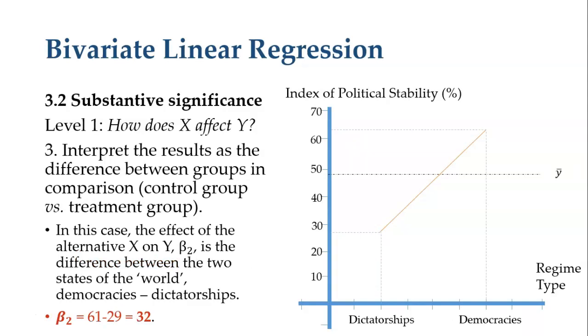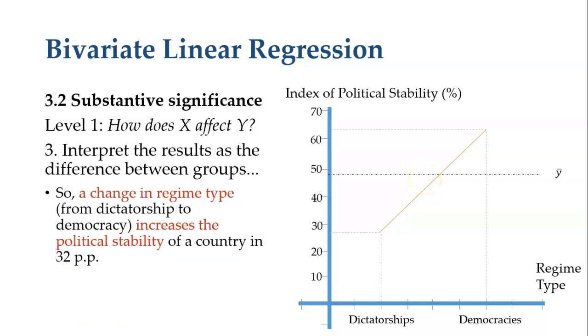And in this case, the parameter of interest, which is beta sub 2, is simply the difference between the two states of the world. So you have the value of democracies, which in this case is 61, minus the value of dictatorships, which in this case is 29, okay? So the beta coefficient is 32. How do you interpret that result? You can say something like, a change in regime type from dictatorship to democracy increases the political stability of a country by 32 percentage points.